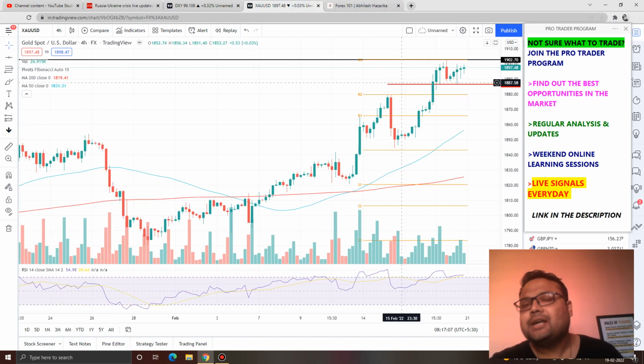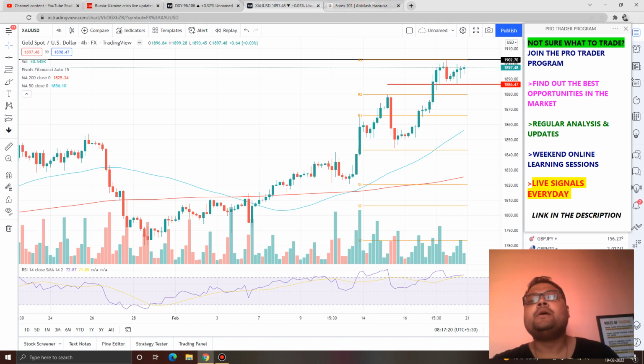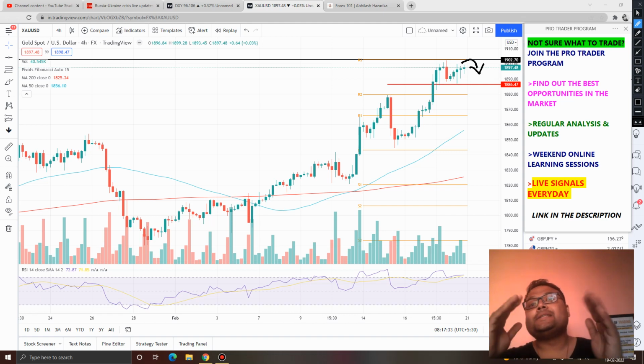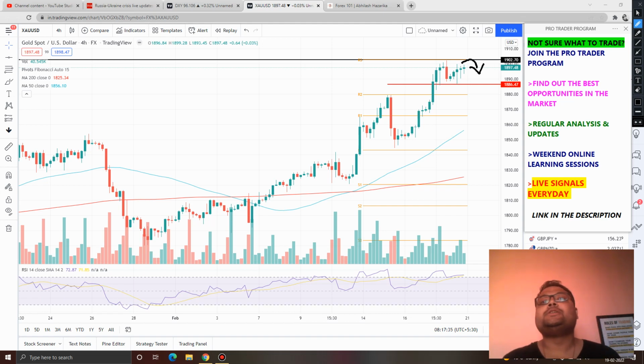If we follow the chart here, right now the 1900 to 1902 level is acting as a resistance. But you should not take a sell position if you do not have considerable experience in the market, because if you take a sell position here, there is a high chance of getting trapped. If you are a scalper and have considerable experience in the market, then only should you take a sell position or look for a sell position in this market.